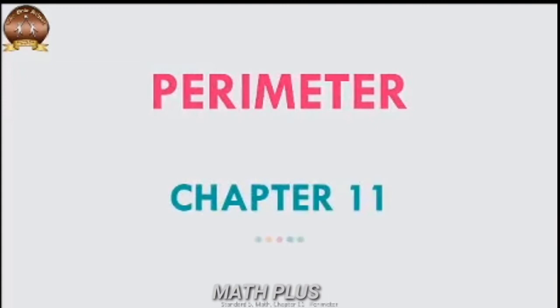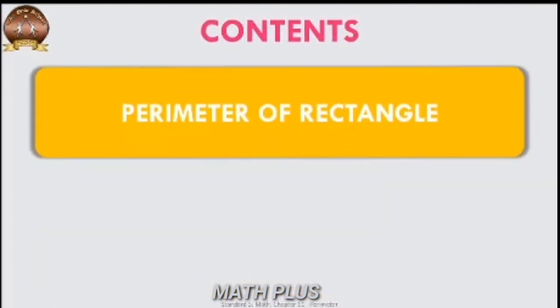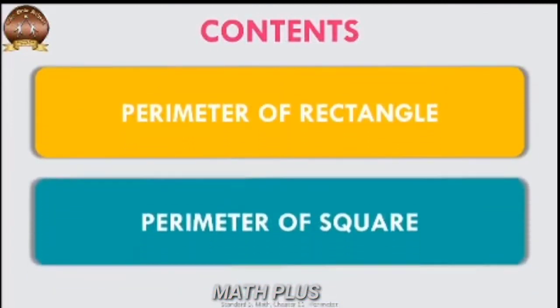Today we are going to learn about chapter number 11, that is perimeter. The contents that will be covered under this topic are perimeter of rectangle and perimeter of square.